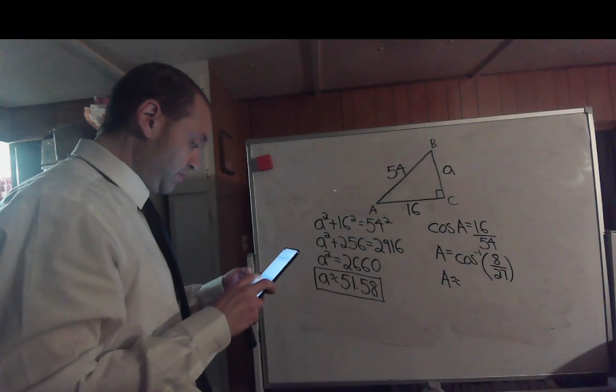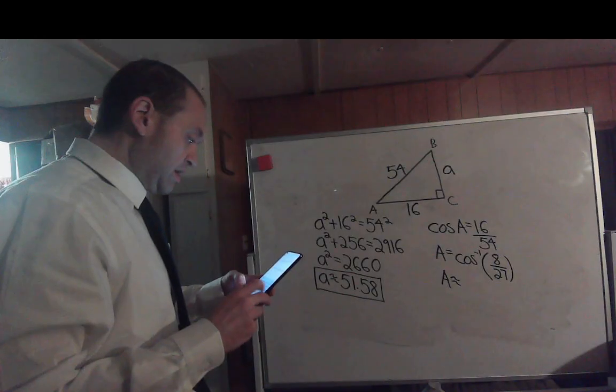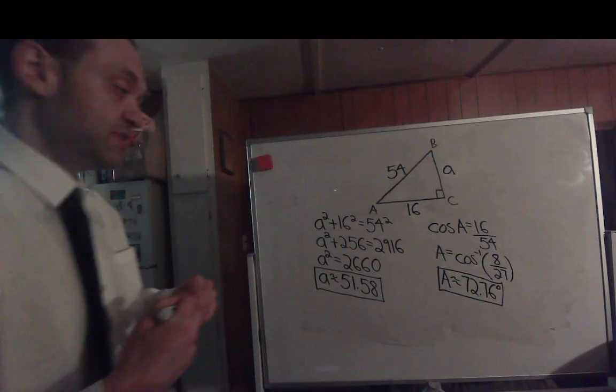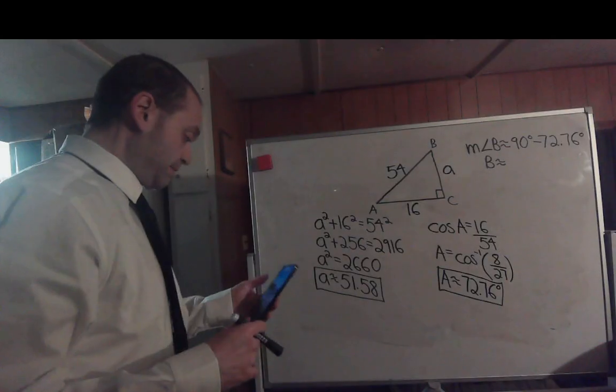Alright, so the inverse cosine of 8 divided by 27 will give you an approximate angle of 72.76 degrees. So you get that angle A is approximately equal to 72.76 degrees. Now we can easily find B. The measure of angle B is approximately equal to 90 degrees minus that 72.76 degrees, which means that B will have an approximate measure of whatever that result is.